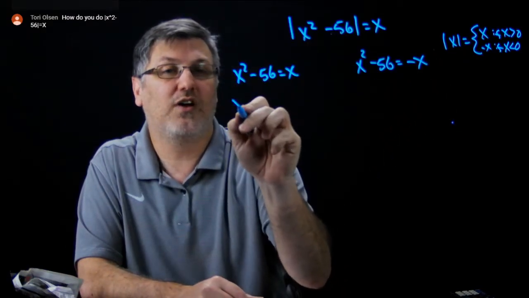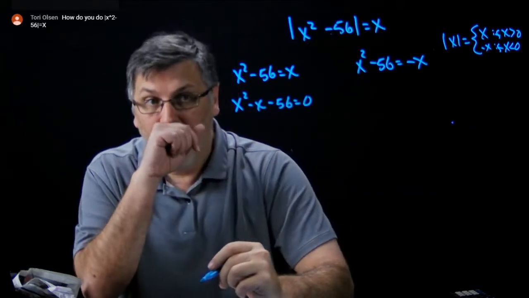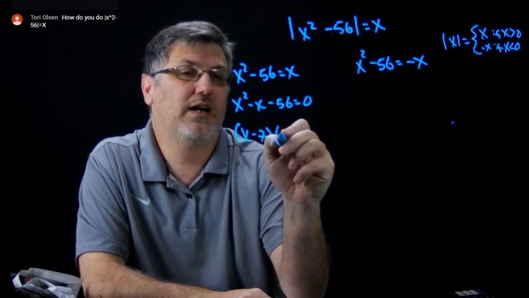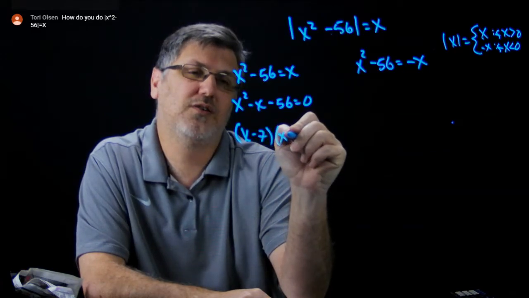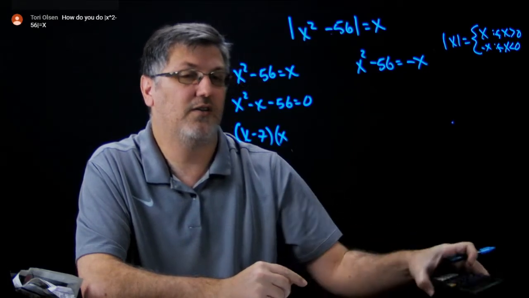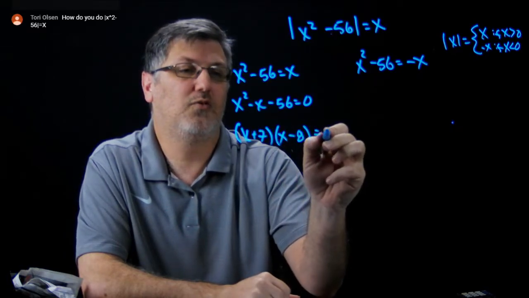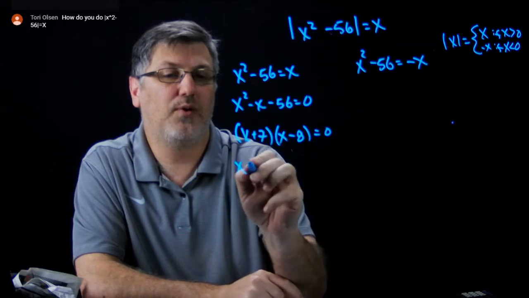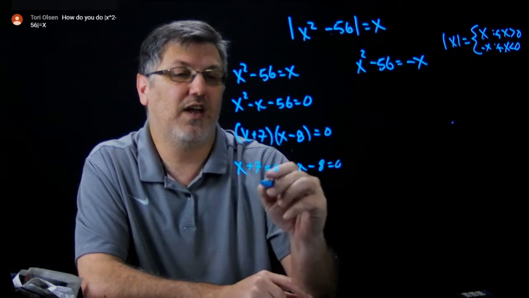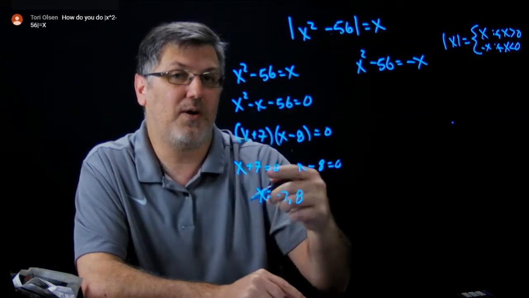I'm going to subtract x from both sides. I've got x squared minus x minus 56 equals 0. And then this just factors to x plus 7, x minus 8, since 7 and 8 should be 56. So x plus 7, x minus 8 equals 0. Zero product property: x plus 7 equals 0, x minus 8 equals 0. Subtract 7, add 8. So we know x is going to be negative 7 and positive 8. That's for the positive scenario.